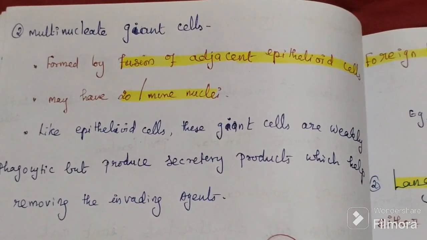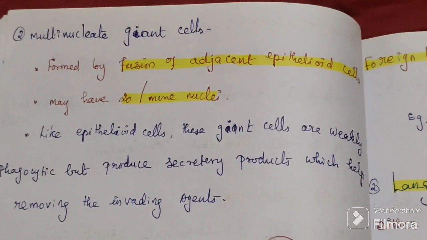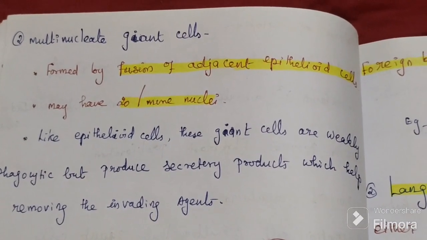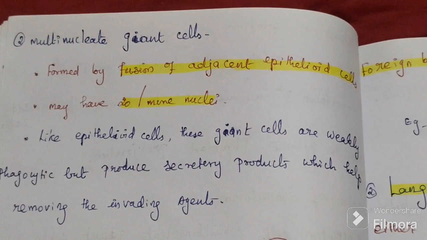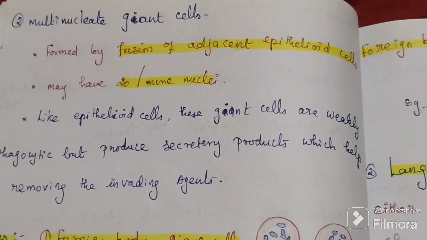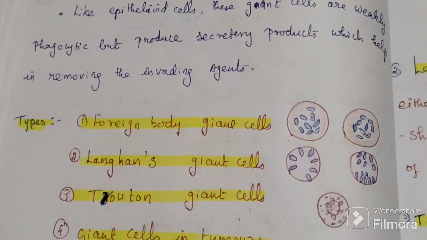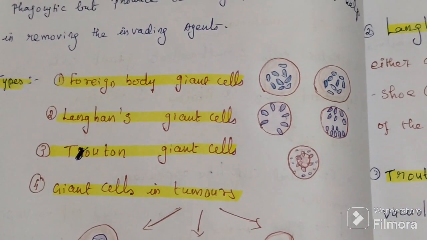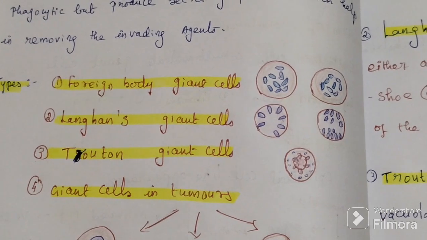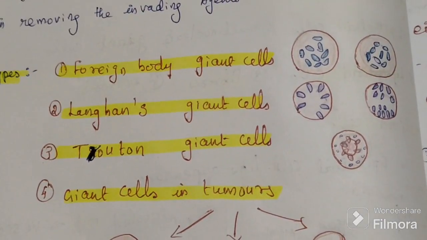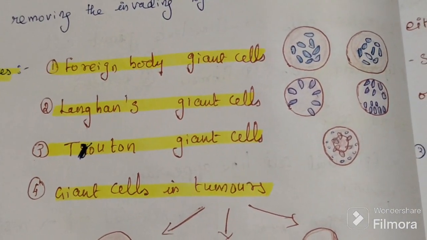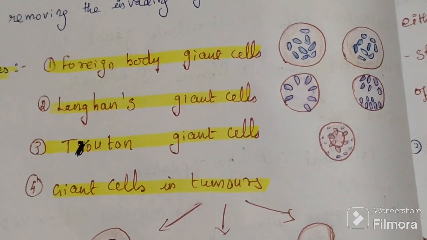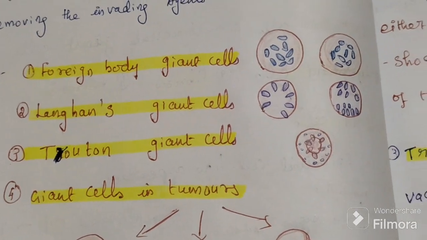What is a giant cell? It is formed by fusion of adjacent epithelioid cells. Some epithelioid cells fuse to form a multinucleated giant cell, having 20 or more nuclei. Giant cells have four important types: foreign body giant cell, Langhans giant cell, Touton giant cell, and the fourth one is giant cell in tumor.